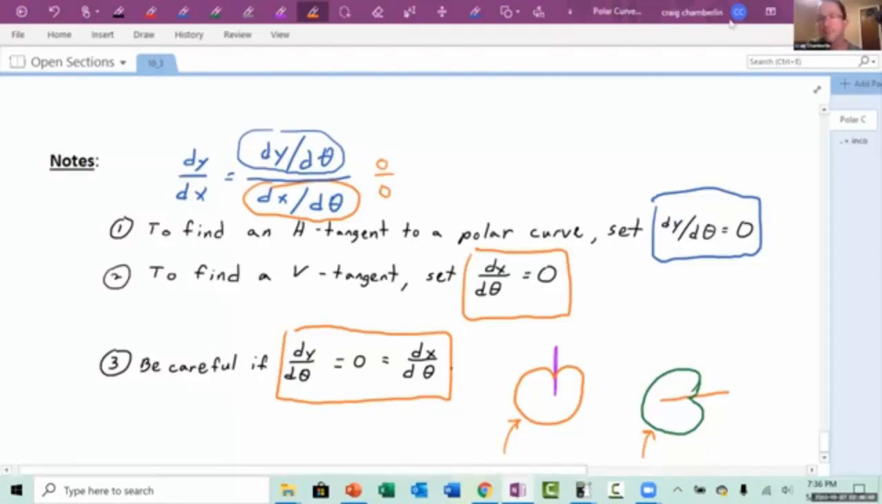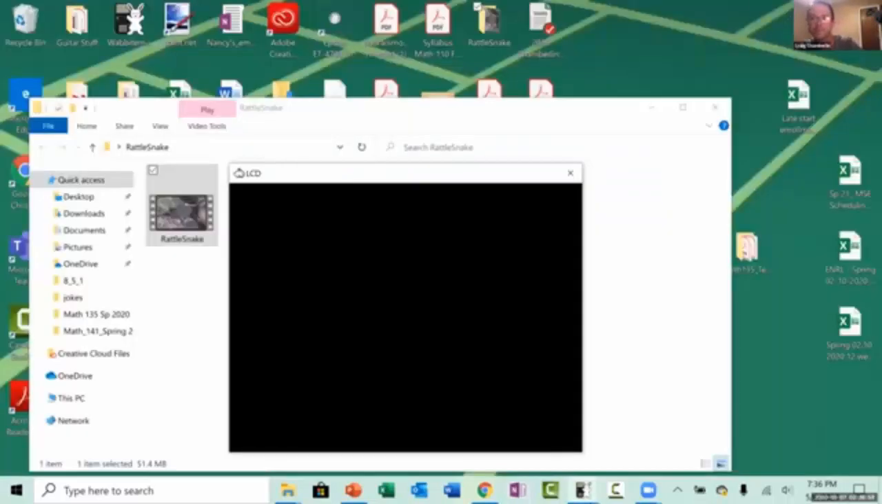Okay. Well, we do need to get started on 10.4 tonight. So let's do that right now. Give me just a second to get to the right file.